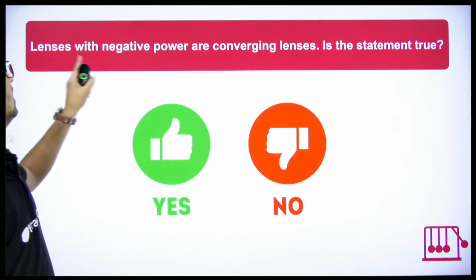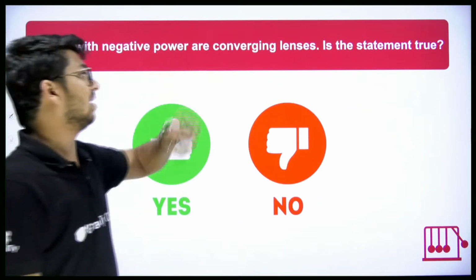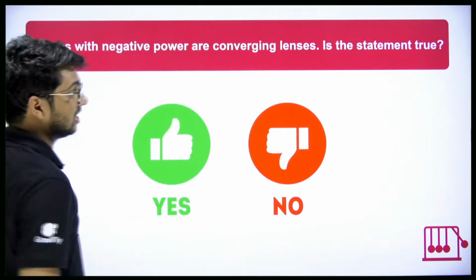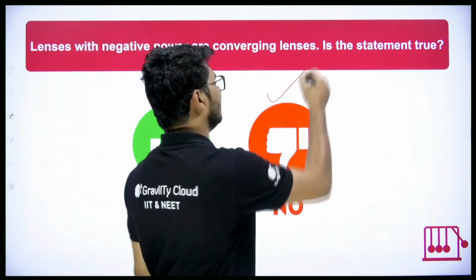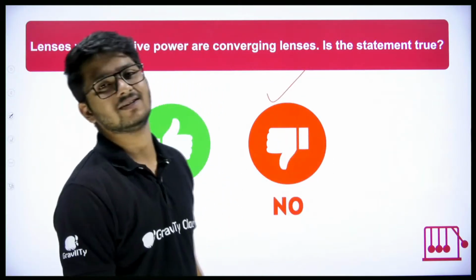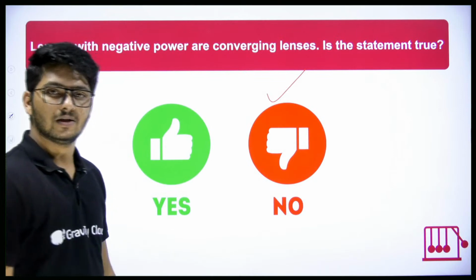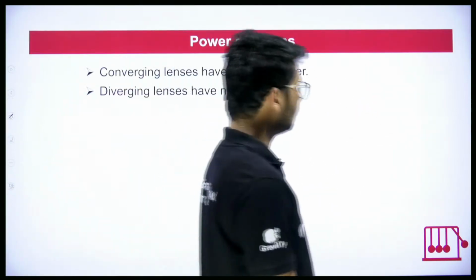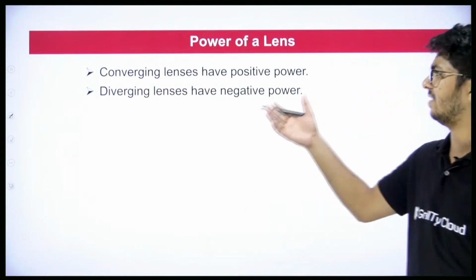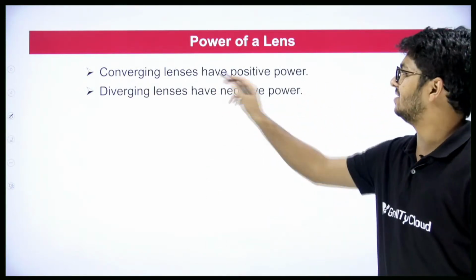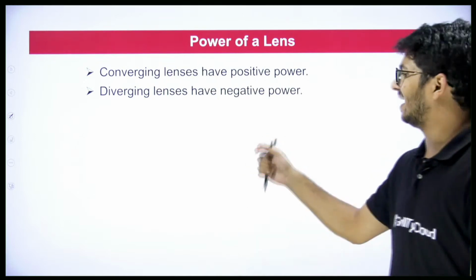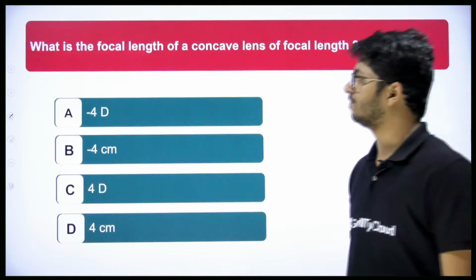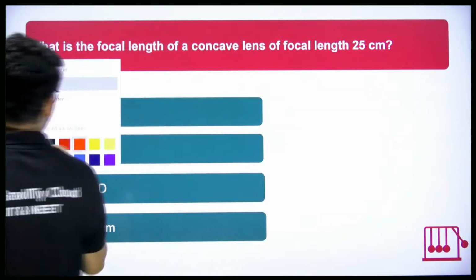So keeping this in mind, coming back to the question: lenses with negative power are converging lenses. Is the statement true? No, the statement is false. Good. The same point is given here: converging lenses have positive power, diverging lenses have negative power. Good. So another simple question for us.